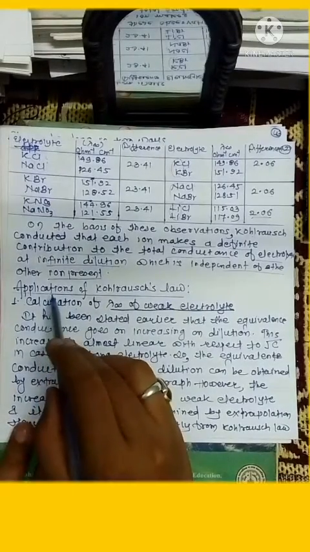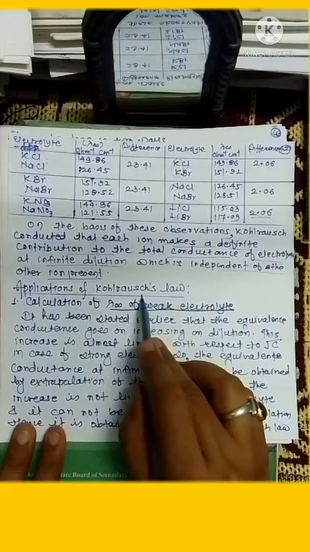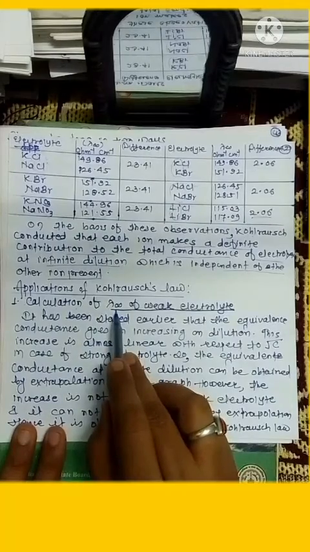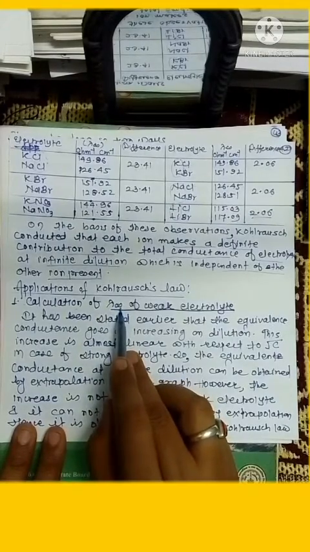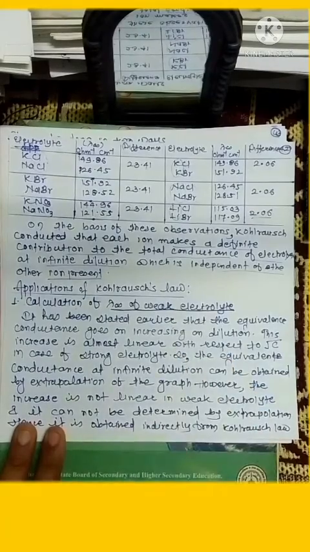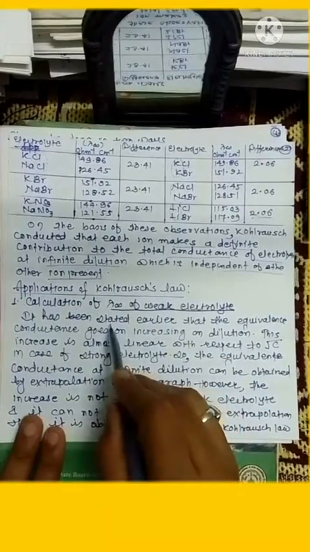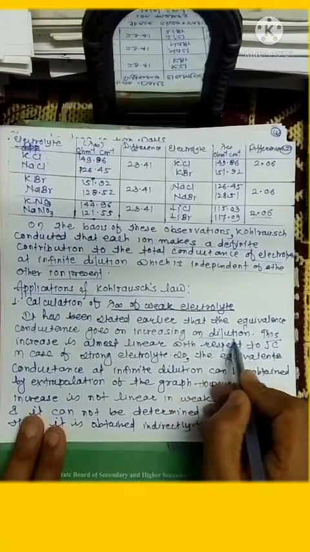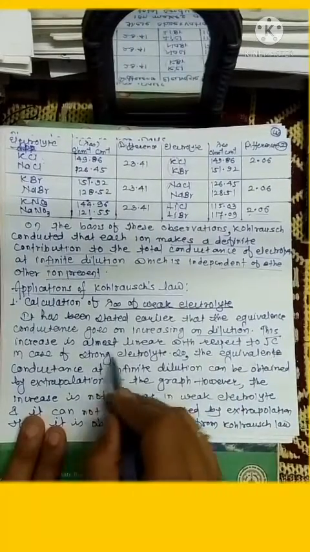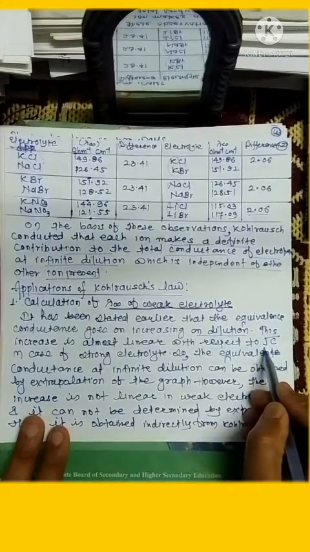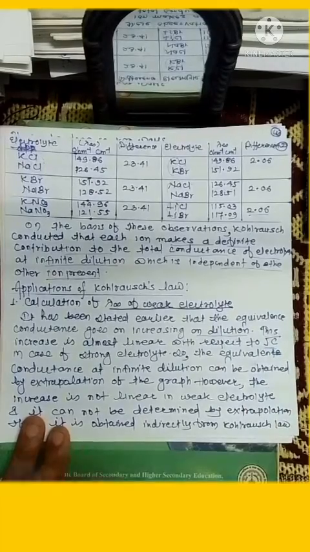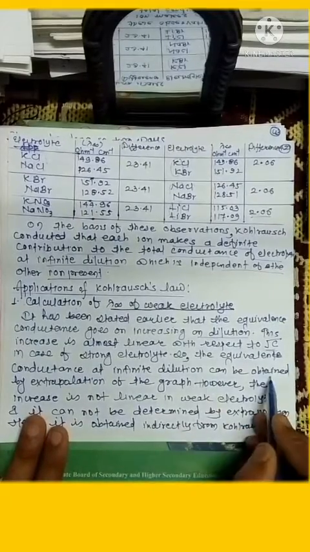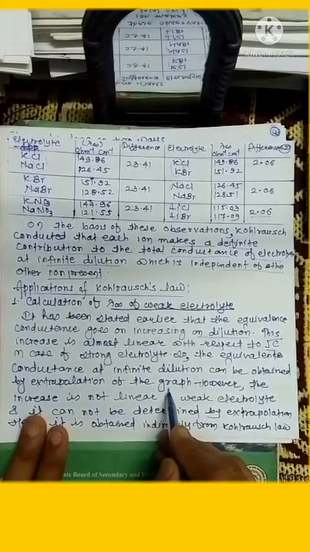Now, we are going to see applications of Kohlrausch's law. The first application is calculation of equivalent conductance at infinite dilution of a weak electrolyte. It has been stated earlier that the equivalent conductance goes on increasing on dilution. This increase is almost linear with respect to the square root of C in the case of a strong electrolyte. So, the equivalent conductance at infinite dilution can be obtained by extrapolation of the graph.